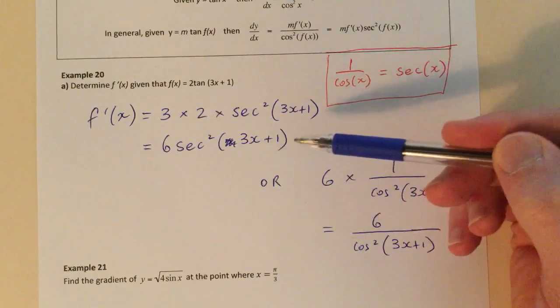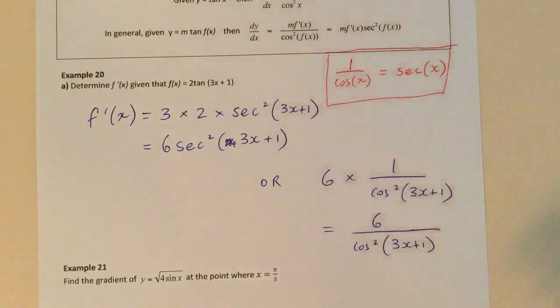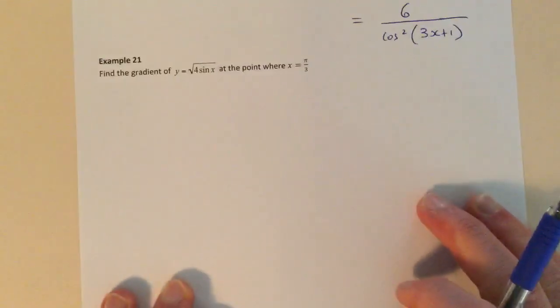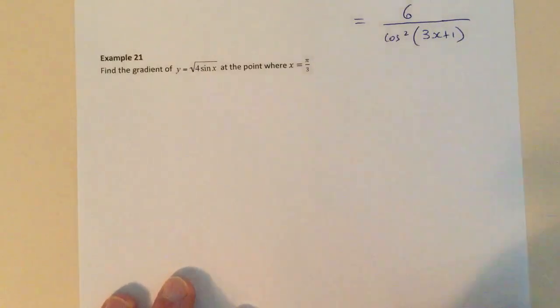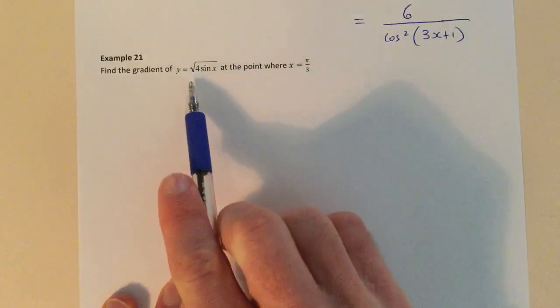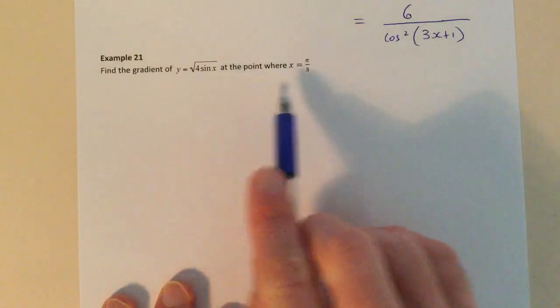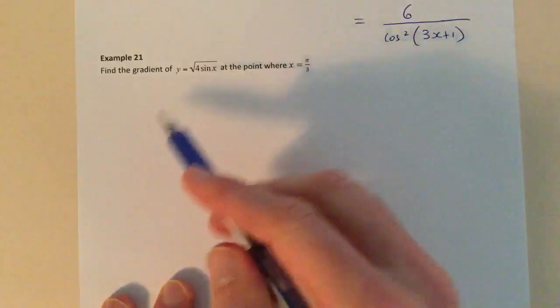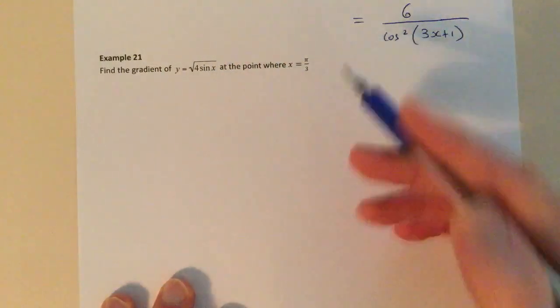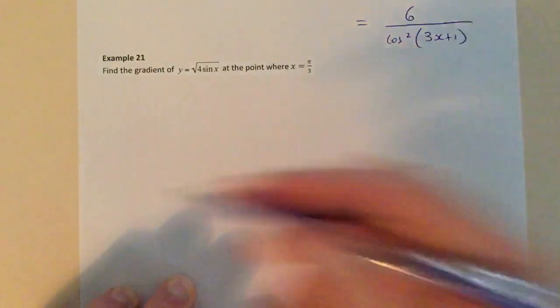Use this version if you just have to write down the derivative. That would be my tip. Okay, lucky last example. This one says to find the gradient of y equals the square root of 4 sine x at the point where x equals pi on 3. So this is a differentiate and then sub in. All right, so let's get stuck into it.